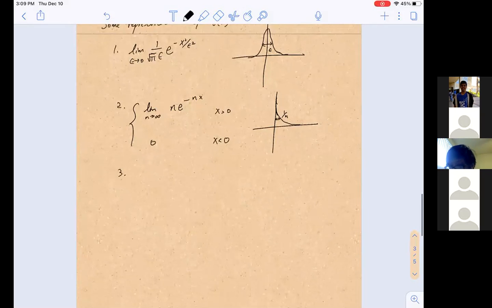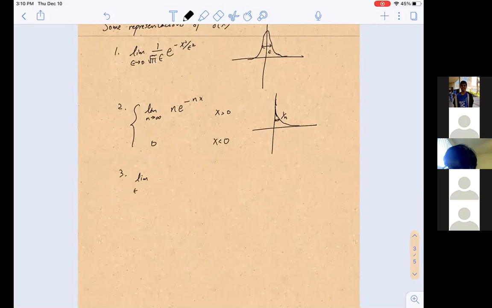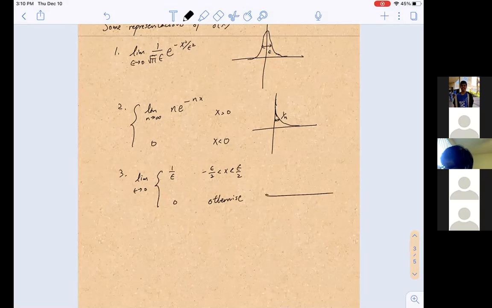Or you can think of it as a square function. So again, limit epsilon goes to 0. It's equal to 1 over epsilon in a small interval, 0 otherwise. So this is just a top hat function that has width epsilon and height 1 over epsilon. You let epsilon go to 0. Yeah, so these are different ways to think about Dirac delta functions.